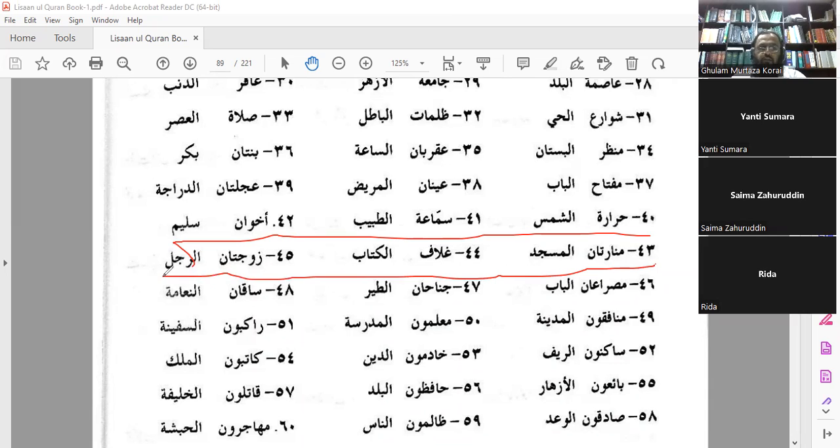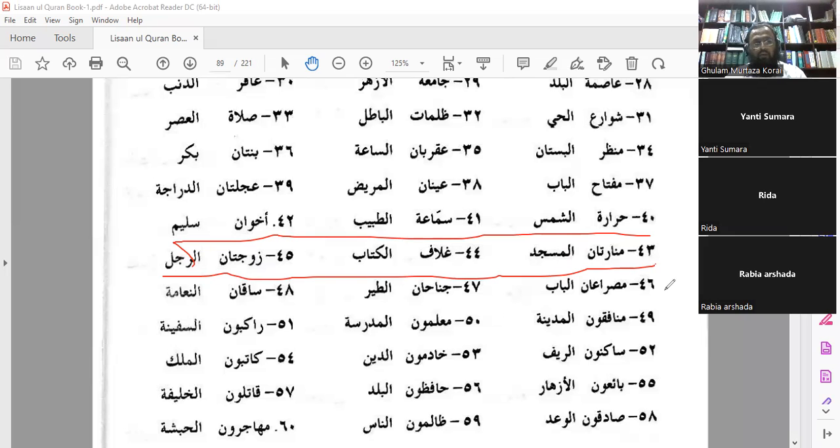The one who hasn't done yet, try it. Manaratal Masjidi. Ghilaful Kitabi, with ghain kasra. Zawjatar Rajuli. Okay.